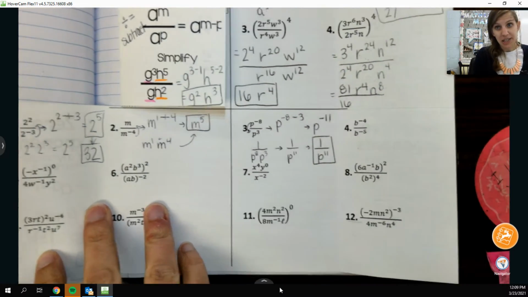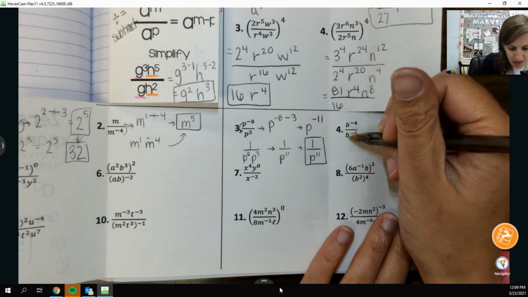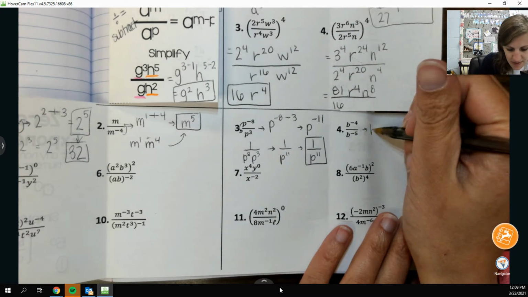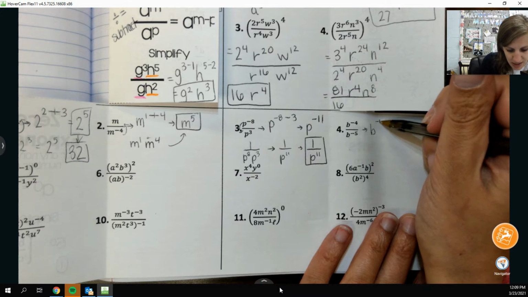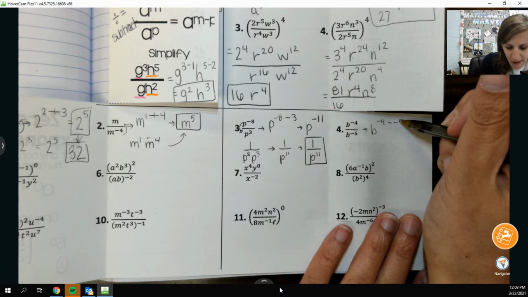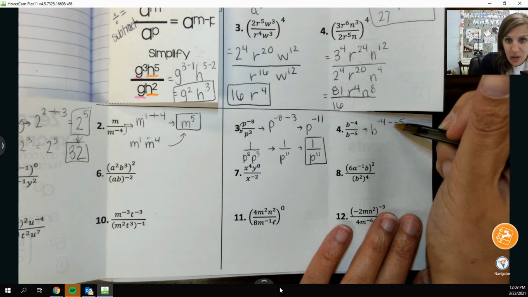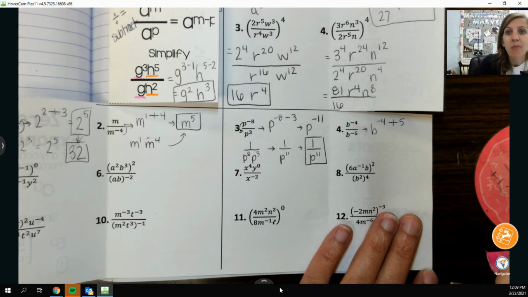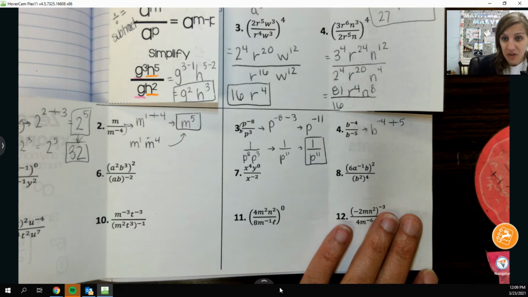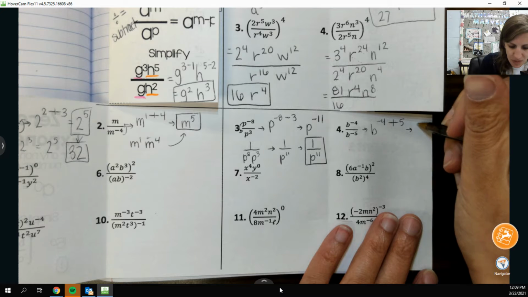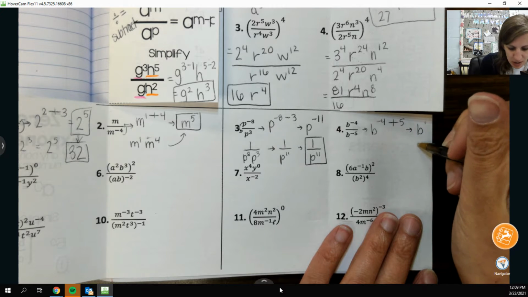So this one here, again, because my bases are the same and I'm dividing, I could just subtract. So b to the negative 4th minus negative 5. The double negative here means I'm going to change that to a plus. But negative 4 plus 5 is 1. So this is just b to the 1st, which is just b.